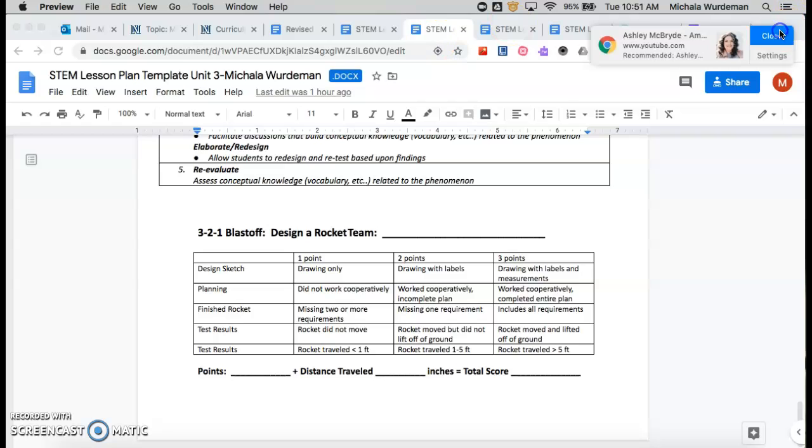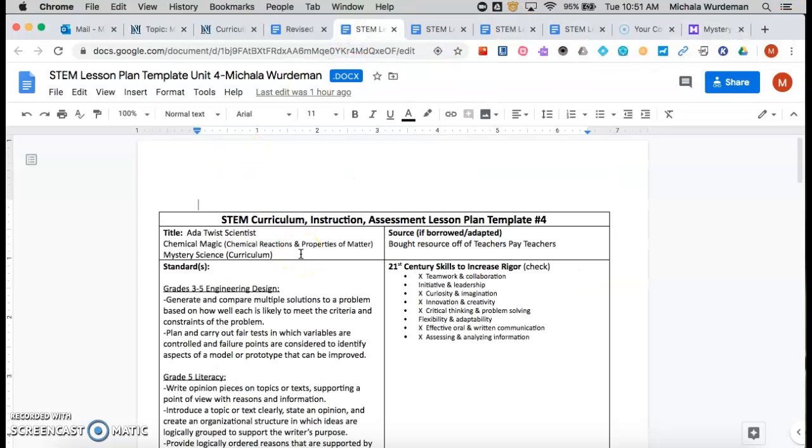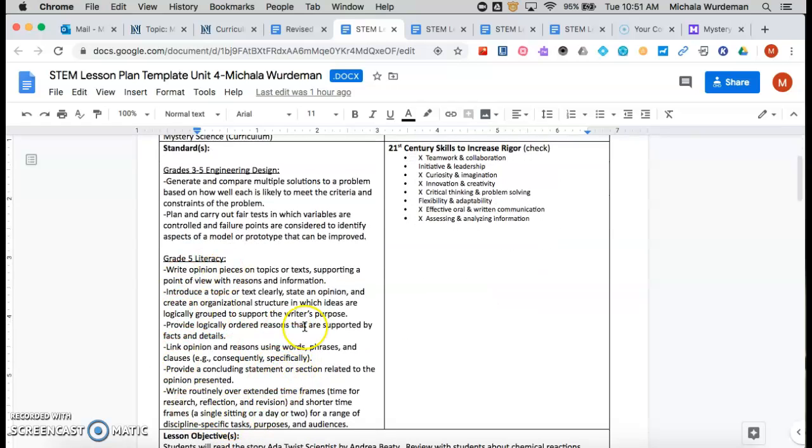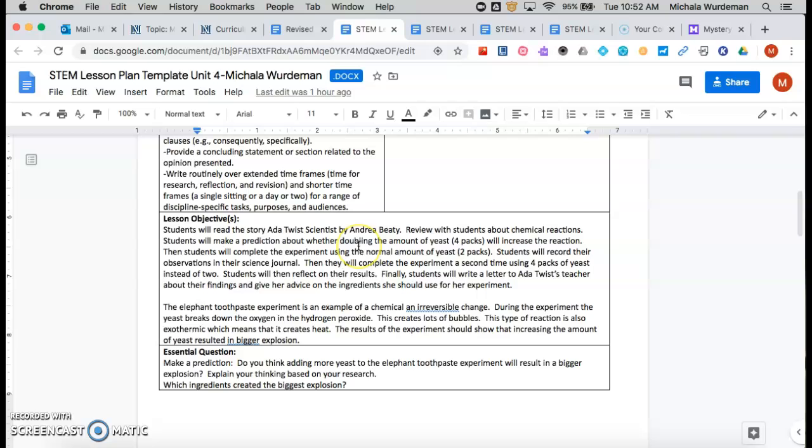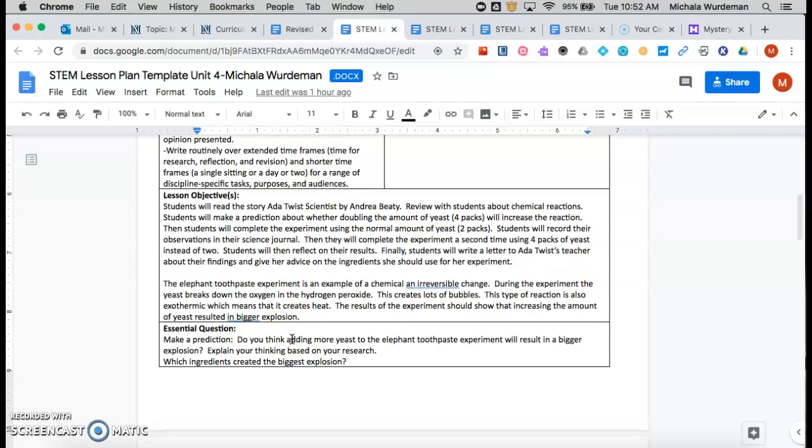The last one I have for you is Ada Twist, who's a scientist. My unit was chemical magic, so we were focusing on the engineering, design, and literacy, similar to the Water Princess one. So we'd read the story, add a twist, and then review with students about the chemical reactions. They'll have to make a prediction about the experiment we're going to do, which involves yeast, whether or not if we increase the yeast, will we have a bigger reaction, or if we decrease it, what will it do to the reaction? And they're going to record their observations, and they'll get to complete the experiment a couple times to see the different types of reactions that they'd get with the yeast.